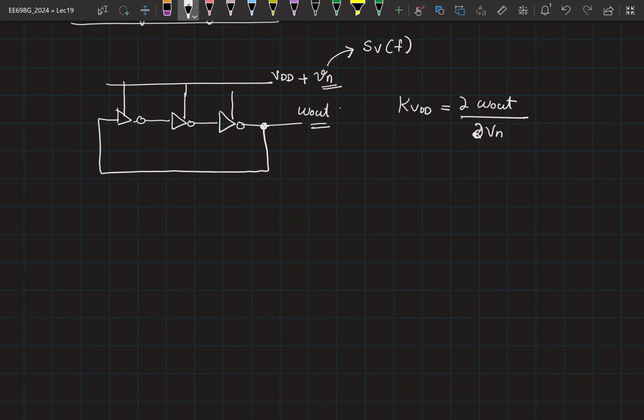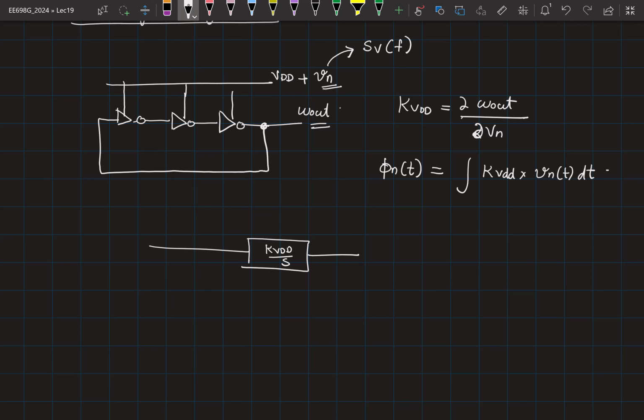So now, can you tell me how I can represent phi_n(t)? How would I represent it in terms of, let's say, V_n(t)? Integral of K_VDD times V_n(t) dt. So what is the transfer function? K_VDD by s. So this becomes K_VDD by s, where the input is the noise in the supply and the output is the phase noise at the output.